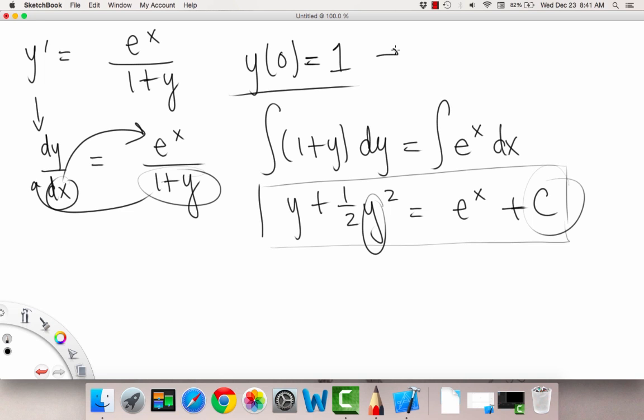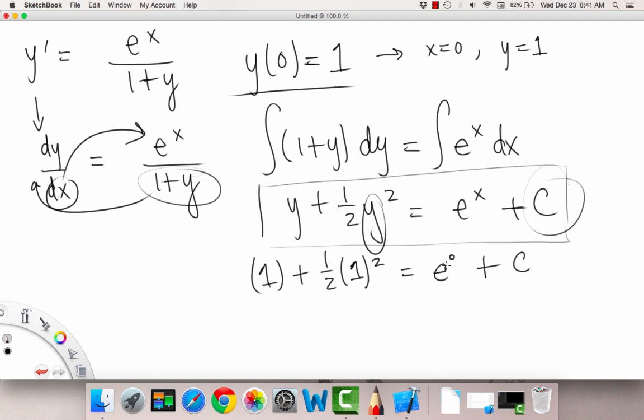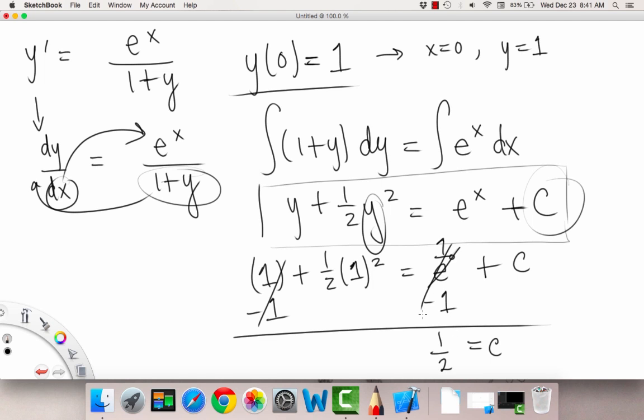So what is this telling us? This means when x is equal to 0, then our y is equal to 1. Okay, so let's just plug those in and solve for c. Our y is equal to 1, so we're going to plug in a 1 here, and then we have 1/2 times 1 squared is equal to e to the 0, and then we have our plus c. e to the 0 is just equal to 1. If we subtract 1 from both sides, the ones go away, and we're left with c is equal to 1/2, okay?